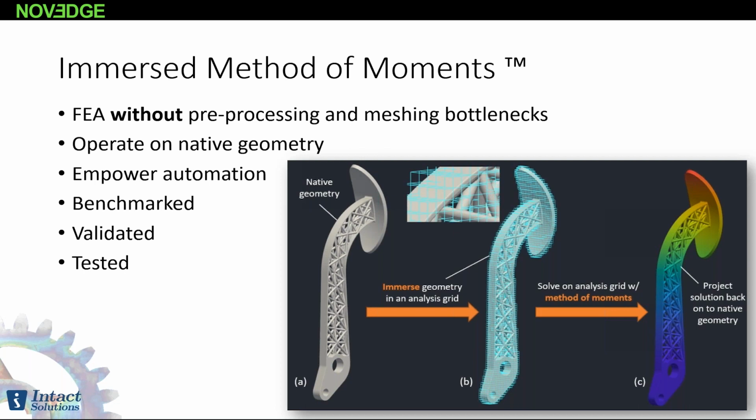By eliminating meshing, we empower automation, so you can apply simulation within your workflow automatically without going through the process of creating meshes or simplifying your geometry and doing those pre-processing tasks. The method has been benchmarked, validated, tested, and published. We have publications available for those that are interested.